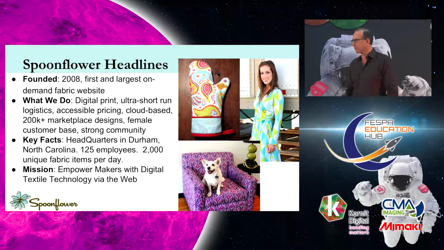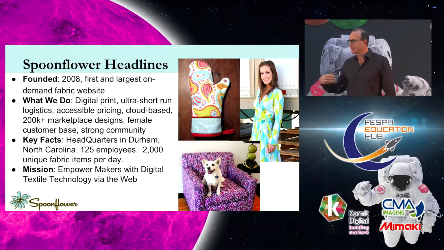We do ultra-short runs. So on an average day, we'll do 2,000 different fabric items, and we'll do them about 1 meter on average in size. We're headquartered in Durham, North Carolina. And we've got about 125 employees. And in general, our mission is to empower makers with digital textile technology.